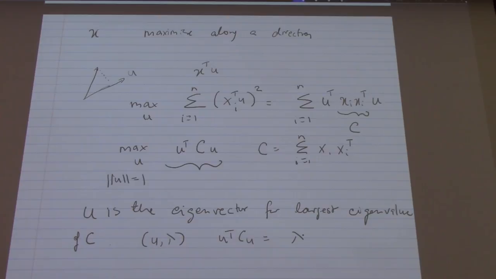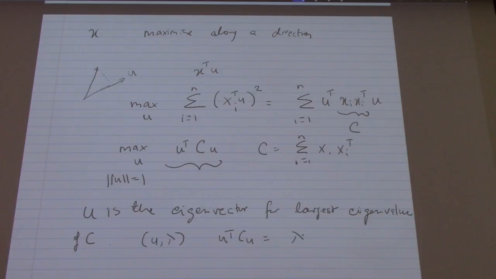Okay? So the direction that maximizes this projection value is given by the largest eigenvalue of this matrix, which, if your vectors are centered, meaning their mean is zero, is called the covariance matrix, or the empirical covariance matrix of the data. Essentially what that does is pick off the first direction of importance. So that direction u that you get will be the direction along which you have maximum variance.